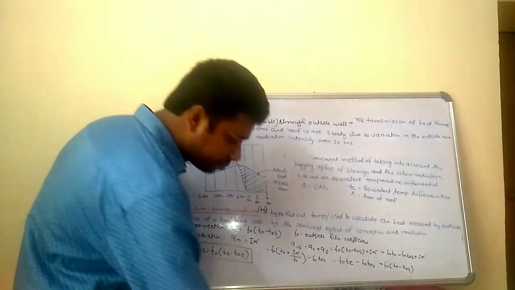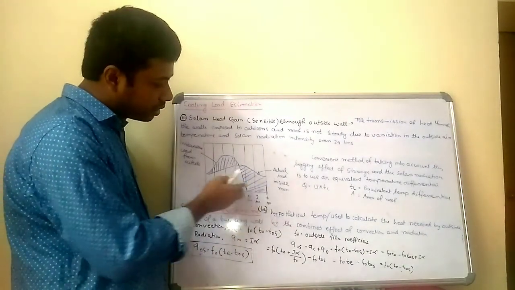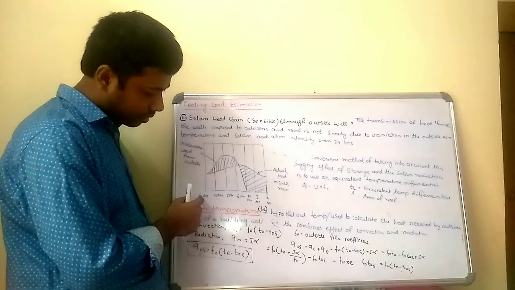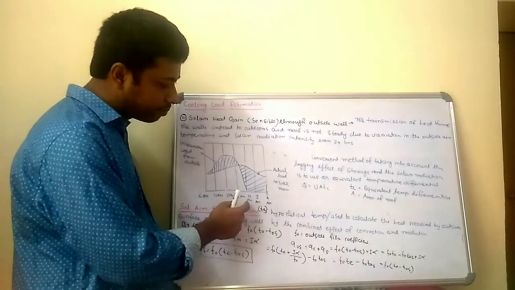So this is the curve, in which the x-axis indicates the time: 6 a.m., 10 a.m., 2 p.m., 6 p.m., 10 p.m., 2 a.m.